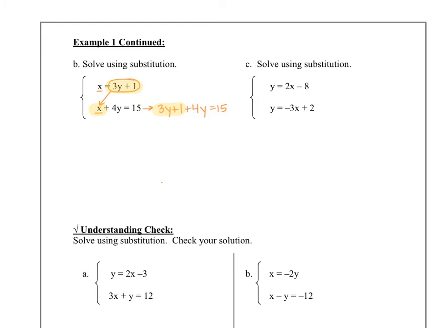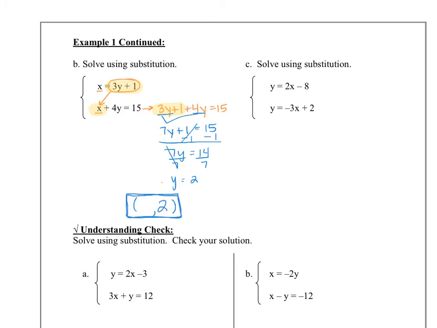So you've got two like terms to combine. You've got 4 and 3, so that's 7y plus 1 equals 15 minus 1. 7y equals 14. Divide by 7. And y is equal to 2. But don't forget, your answer is always x and y. And all we have so far is y. So we have to find the x.